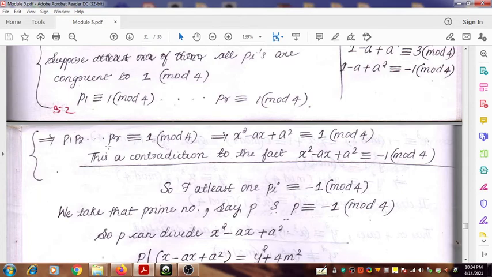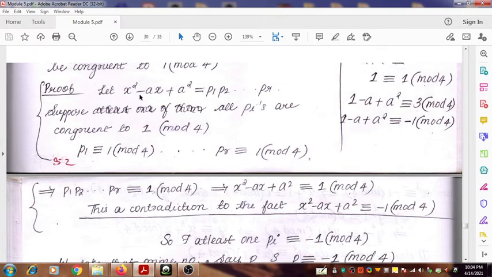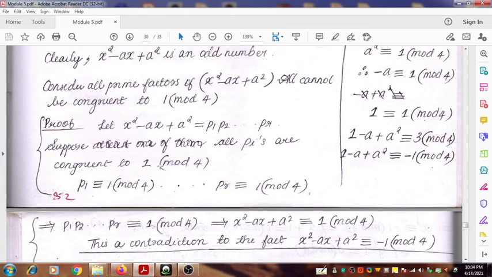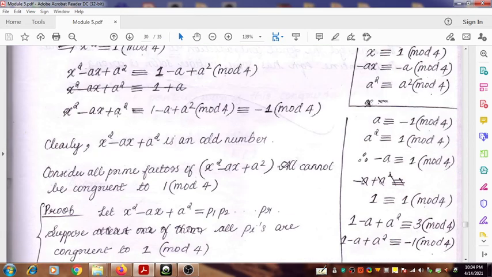The product p1 p2 etc. to pr is congruent to 1 mod 4, and since this product is equal to the quantity x square minus ax plus a square, we get that x square minus ax plus a square is congruent to 1 mod 4. But referring once again to the last expression above, we get that x square minus ax plus a square is congruent to minus 1 mod 4.